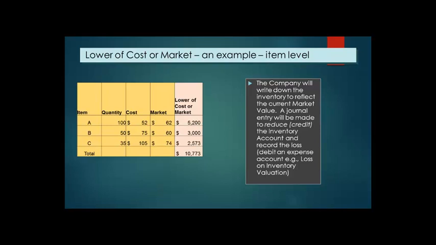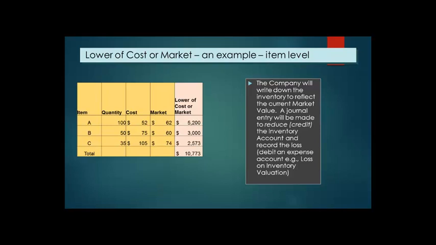Now you're going to compare these three products to their current market value. Product A you bought at $52, but if you were to go out and buy it today, you would have to pay $62. So the price has gone up since you bought it. We will value this inventory at the lower of cost or market, so we will not write up this inventory. We will keep it at the $52 times 100 units and value that inventory at $5,200.